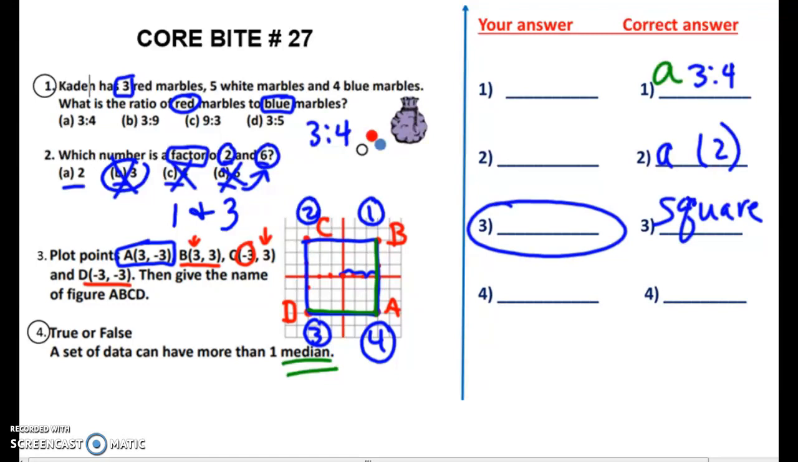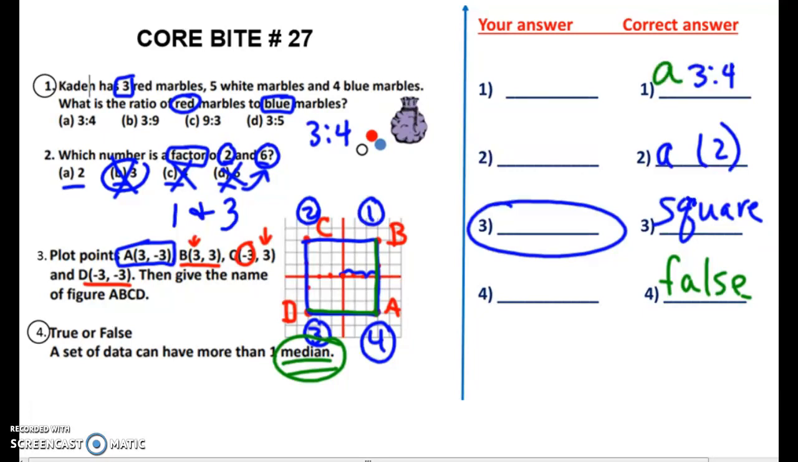Now that you have gone back and you have looked at your definition of median, you should have read that the median is the number in the middle of a set of data, which means this statement is false. There can only be one median because it is the value that is in the middle. Now, we can have more than one mode, and we'll talk about that later, but you can only have one median. So if you missed this one, I want you to go back and read your definition, which you should have written down on core byte number 25. So go back and make sure you understand why you missed this.